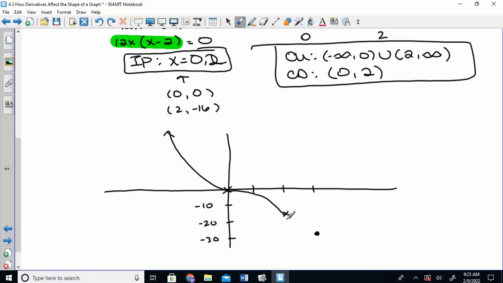And then what happens after 2? Up. It's curved upwards the rest of the time. We're still decreasing. We hit our minimum, and then it increases, but it's still curved upward. So that is our final graph. So we just completely graphed a polynomial by hand. Questions?